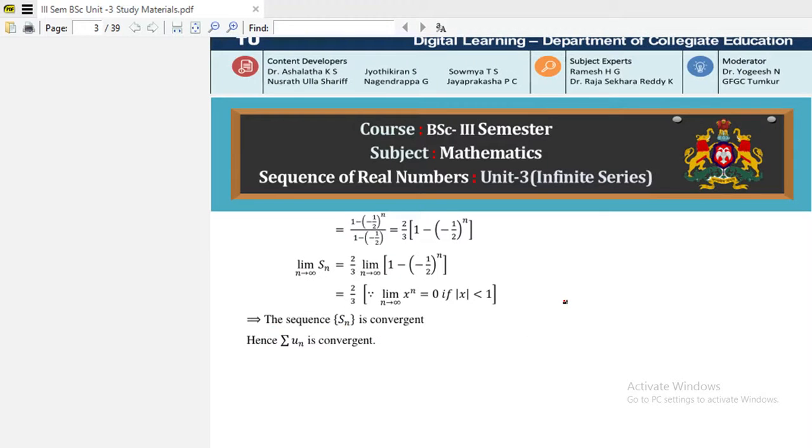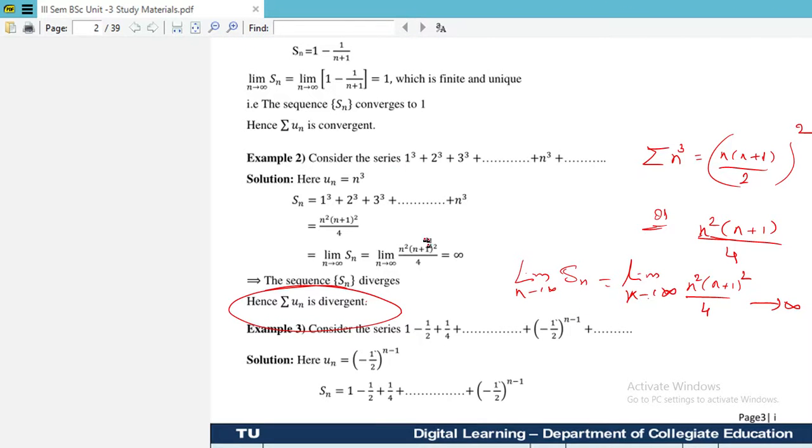And example 3, consider the series 1 minus 1 by 2 plus 1 by 4 plus and so on plus minus 1 by 2 whole raised to n minus 1 plus and so on. Solution. Here un is equal to minus 1 by 2 whole raised to n minus 1.